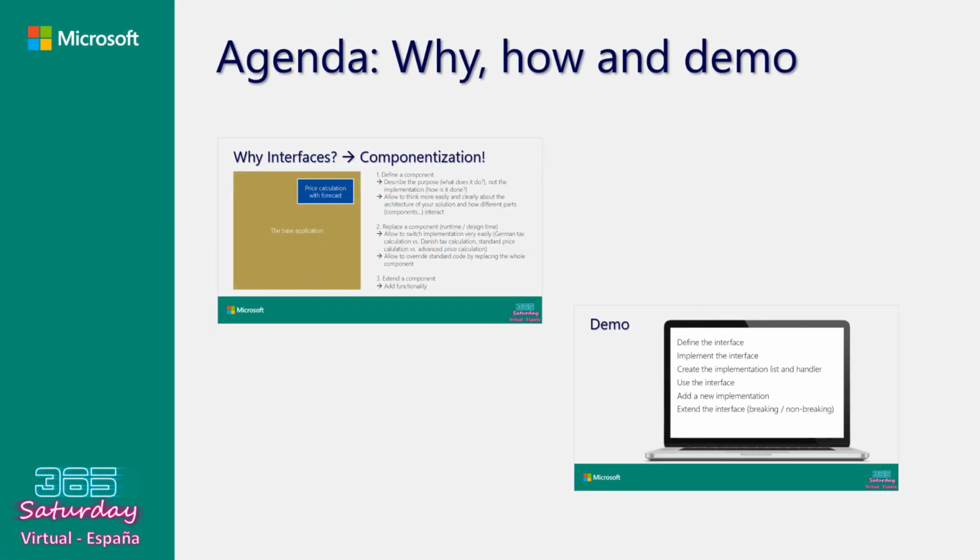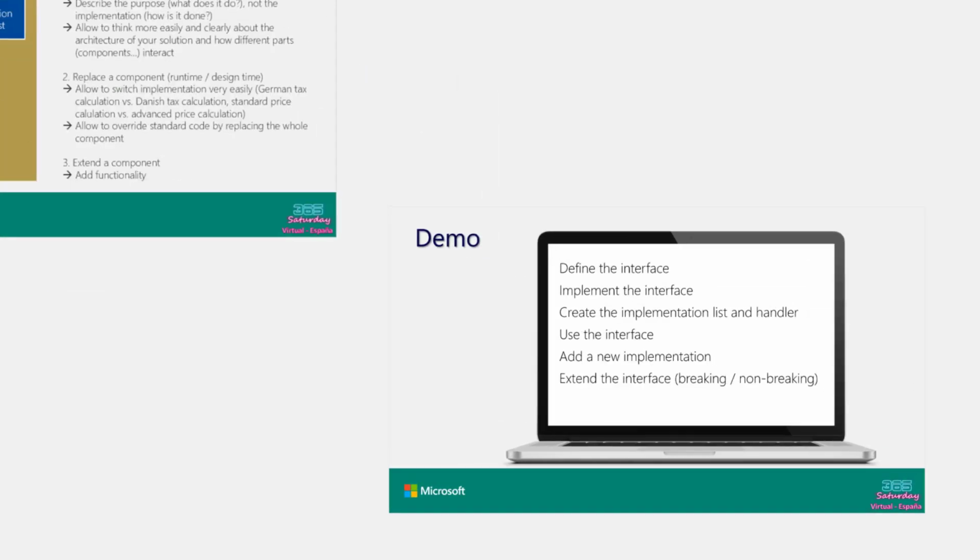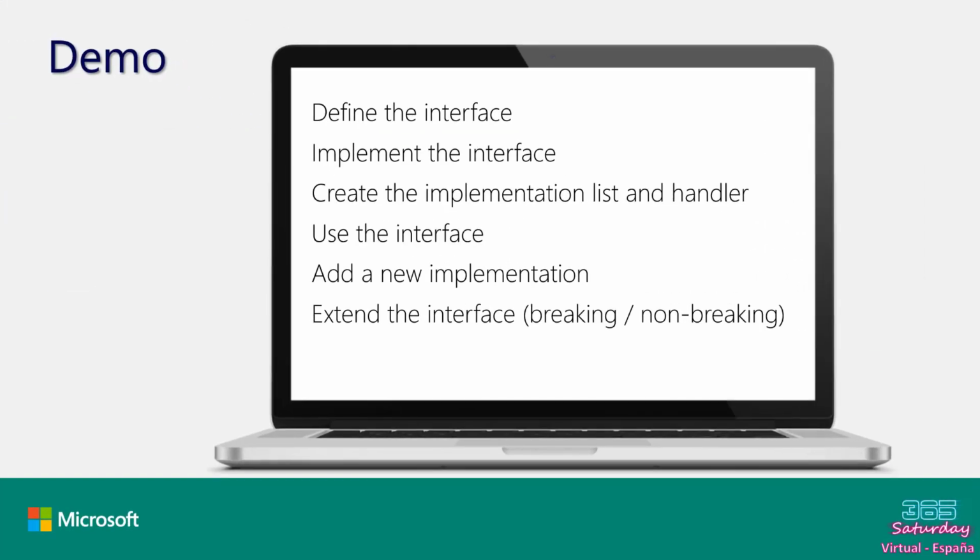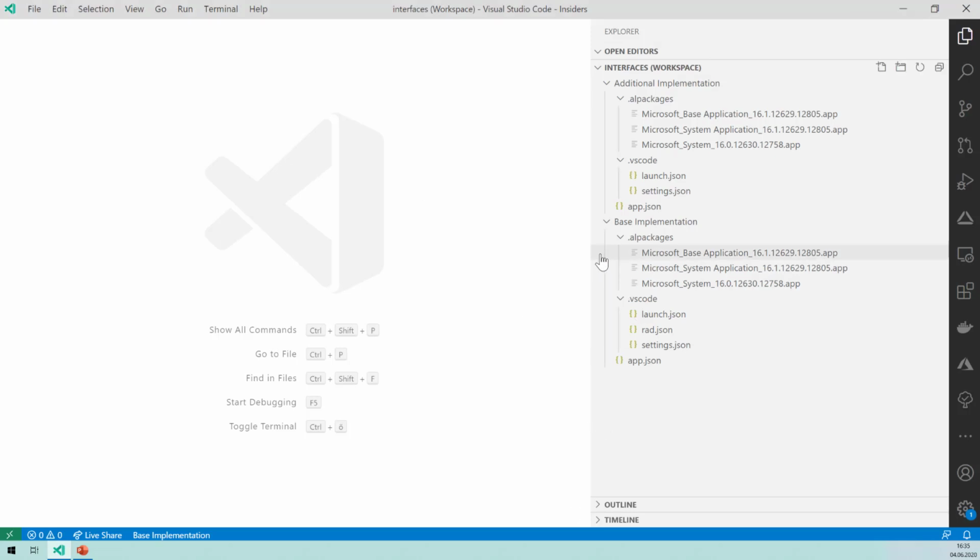So much for the theory. Now I want to dig into the demo and show you how this is actually done. So what we will do is we will define an interface, we will implement an interface, we will create the list and the handler. I will show you how we will use the interface from a different component. We will add a new implementation, which is actually a new extension that we want to create, and then we will extend the interface in a breaking as well as in a non-breaking way. So with that, let's switch to Visual Studio Code to do the actual demo.